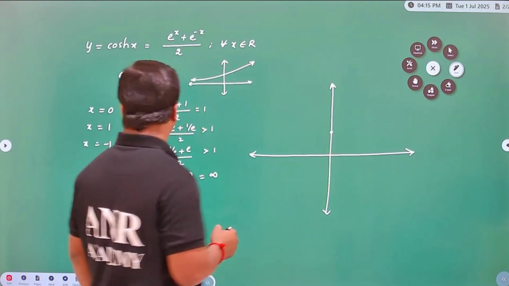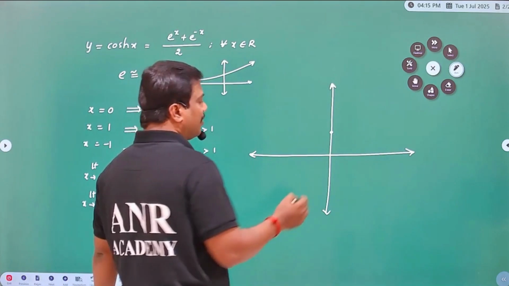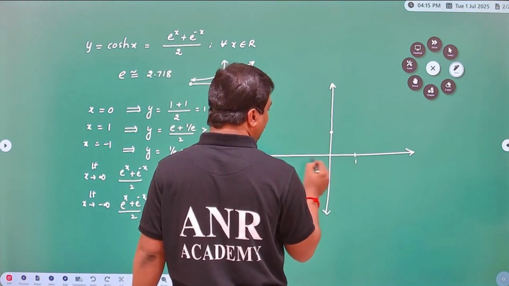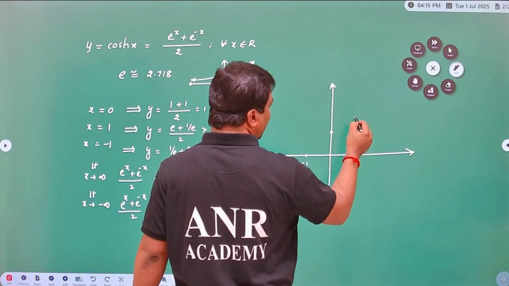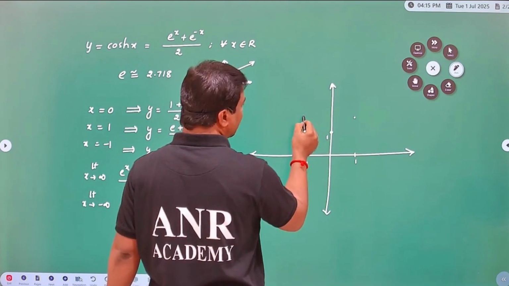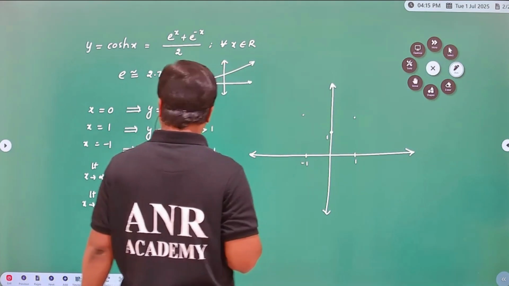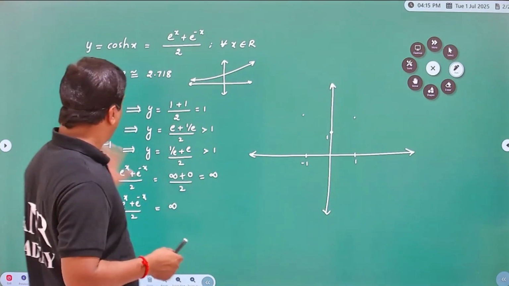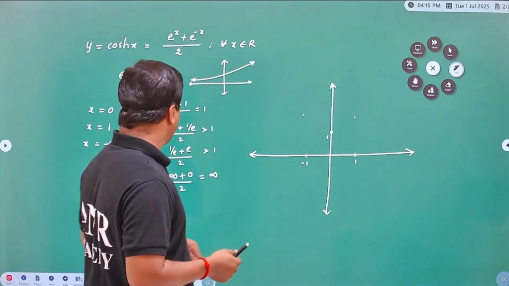Next, 1 more than 1. When you put 1, it is more than 1. This is actually 1 more than 1 here. Also the same quantity for minus 1. So the same height, you have to plot another point.